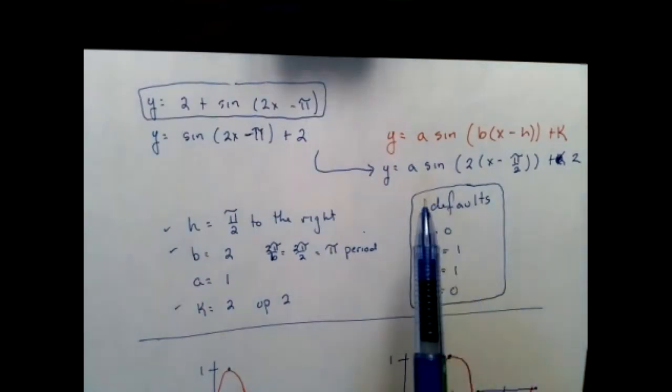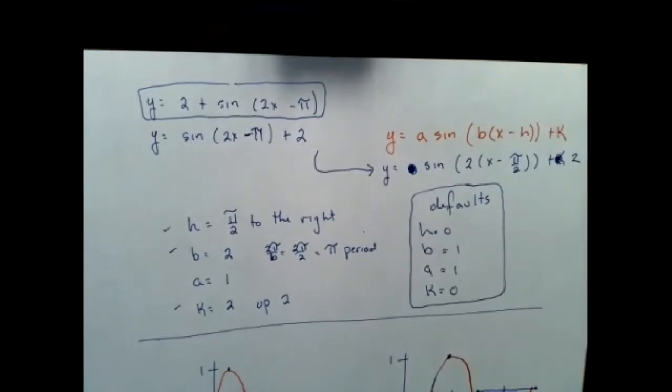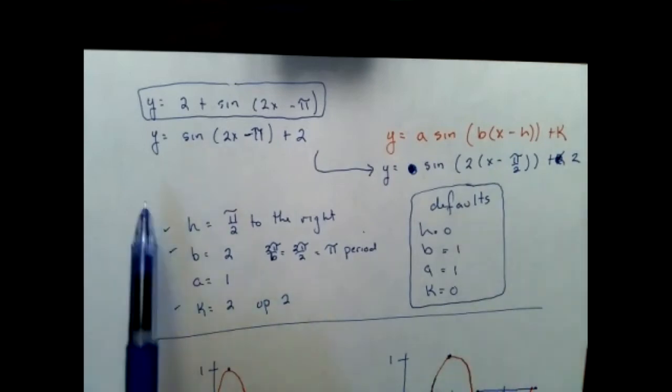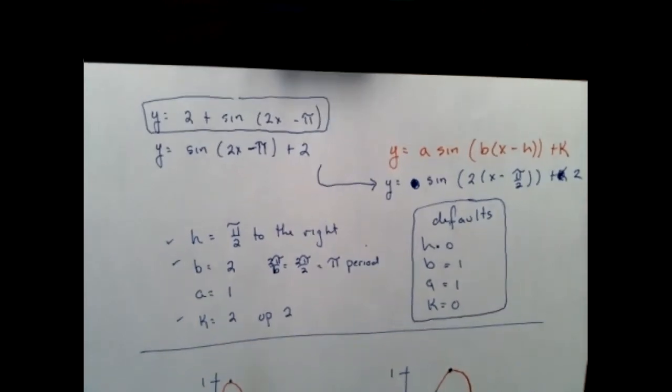The a, there's no a out here. I don't know why I wrote it. It's just 1. A is just 1. And I know that's one of my defaults, so I don't have any graph to worry about there. K is up 2. So I'm going to need my parent. I'm going to need an h, a b, and a k. I'm going to need 4 graphs. If you got pi over 2 to the right, a period of pi, a is 1, k is up 2.